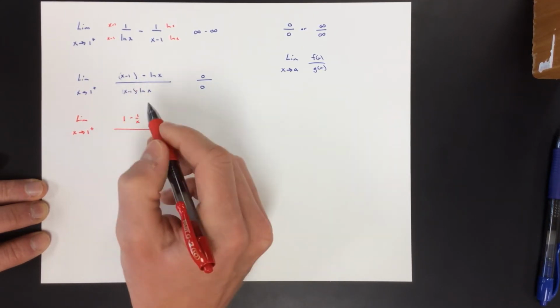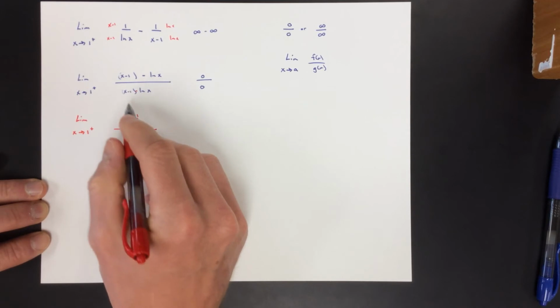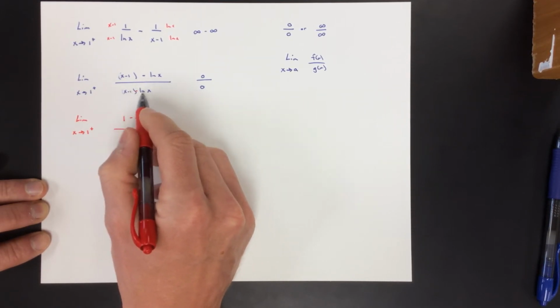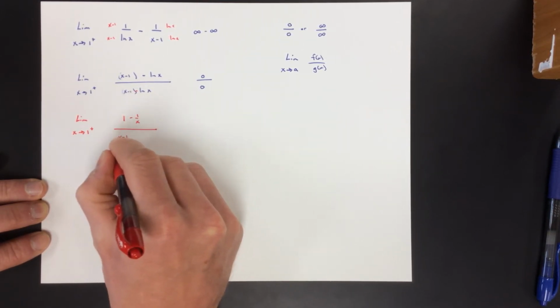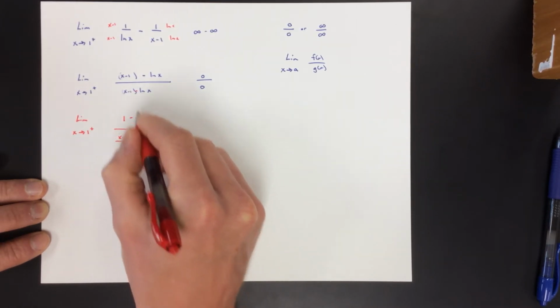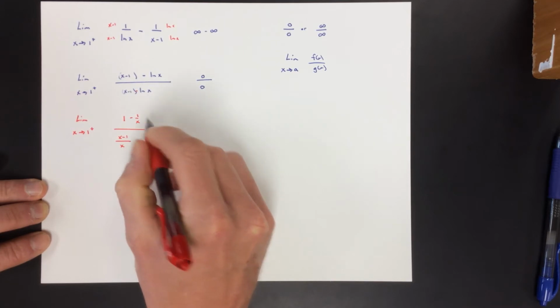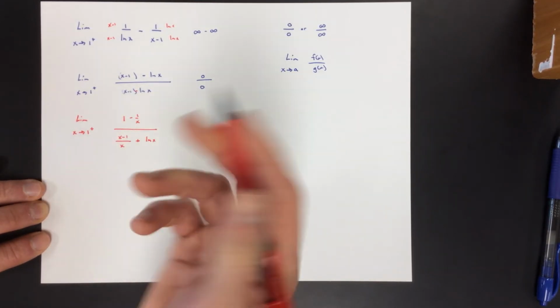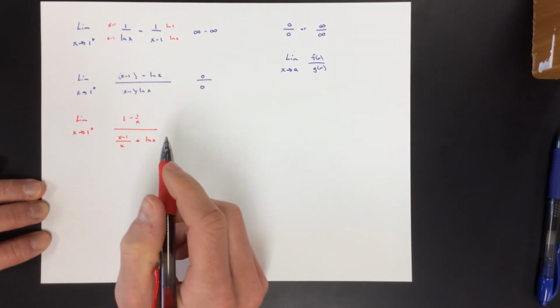You're like, oh man, this is a product. Okay, so we have to do product rule. So this is x minus 1 times the derivative of the natural log, which is 1 over x, plus the natural log of x times the derivative of that. Okay, so now let's check this out. What do we have here then?